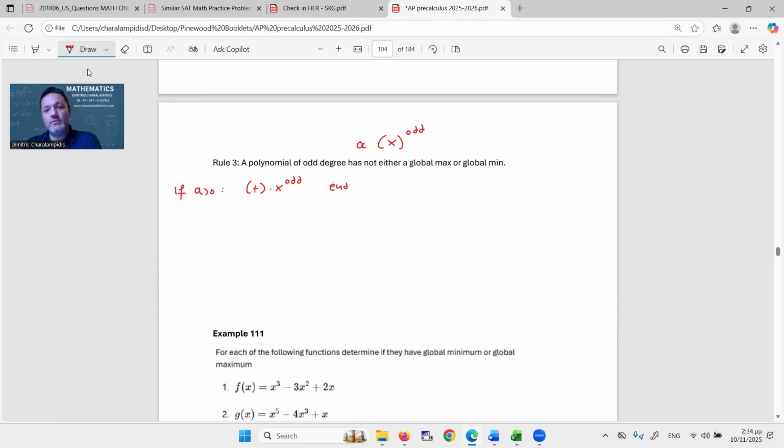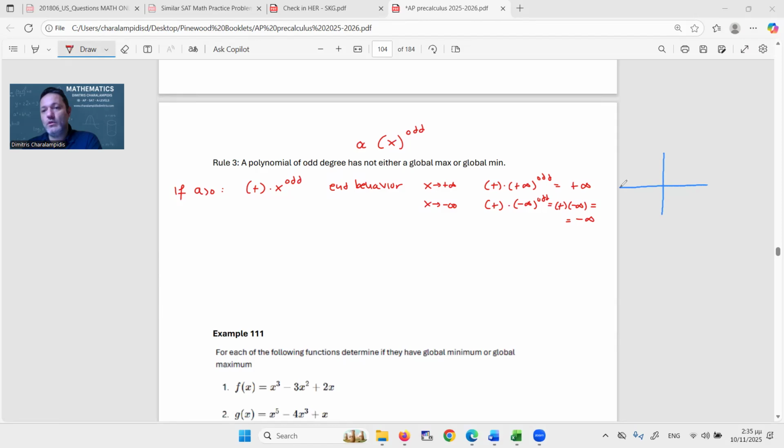And now, with regards to the end behavior, as x tends to plus infinity, it would be plus times plus infinity to something odd. This should be plus infinity. As x tends to minus infinity, plus times minus infinity to something odd, in this case, that should be minus infinity itself. So the entire product would be minus infinity.